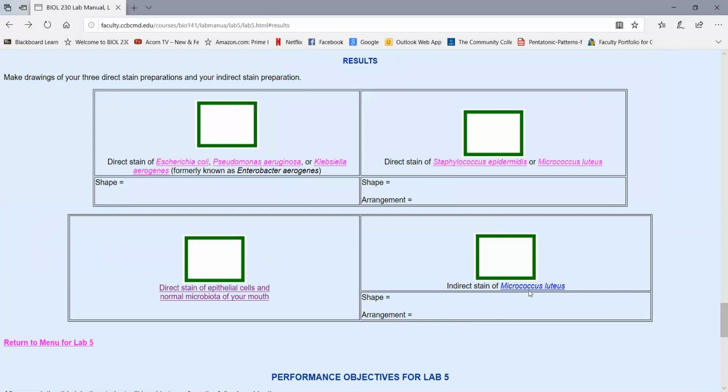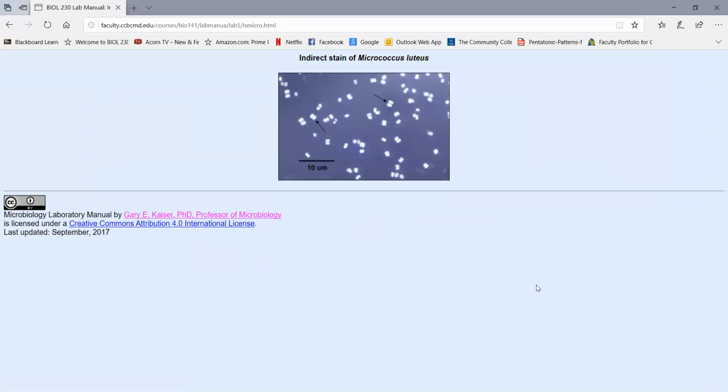And finally, make sure you look at the demonstration of the indirect stain, or do the indirect stain, depending on what your instructor asks. This is an indirect stain of Micrococcus luteus. So notice on the indirect stain, we can see the arrangements of cocci very clearly. The 4s come out very nicely on this indirect stain. We're staining the background and not the organism. So of course that would be a coccus with a tetrad or sarcina arrangement.